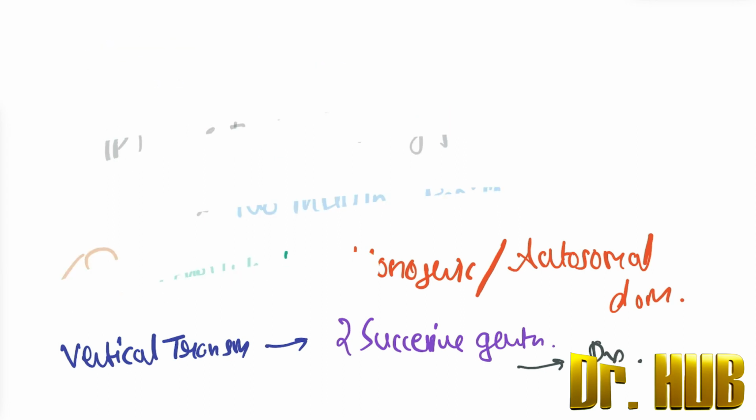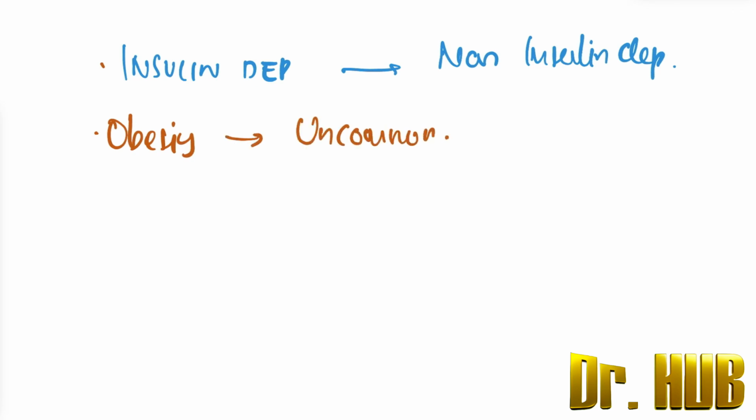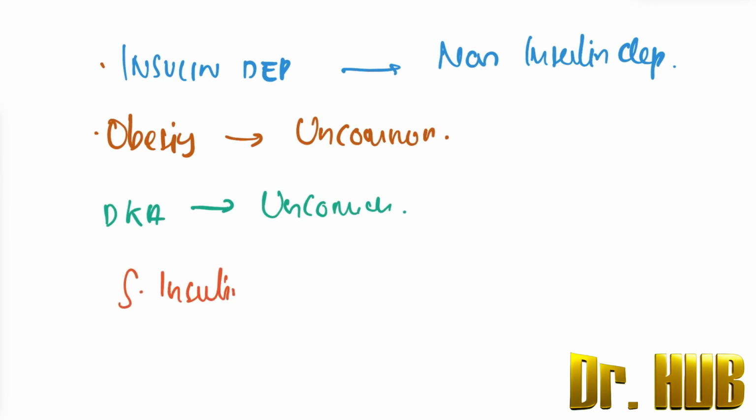So the question arises on the insulin dependence. The answer here is it is non-insulin dependent. And looking at obesity, it will be uncommon. What about the DKA? DKA is again uncommon. The serum insulin levels will again be low.